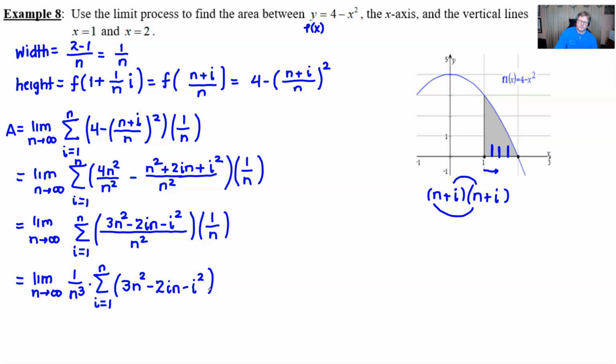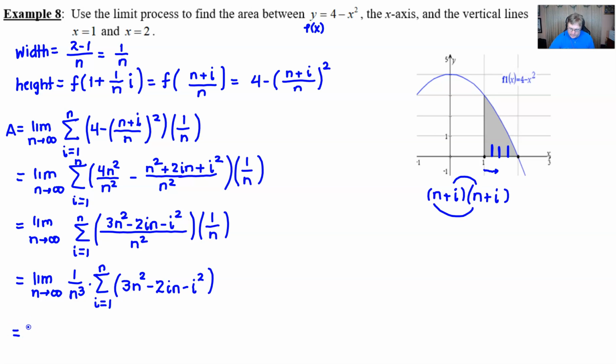Now, I'm not sure if you're thinking this or not, but some students think, well, wait a minute, why didn't you bring out the 3n squared? Because it doesn't have an i. Well, the reason is because we kind of can't. This thing is kind of tied up in a binomial with addition and subtraction. We can really only factor out things that are being multiplied or divided.